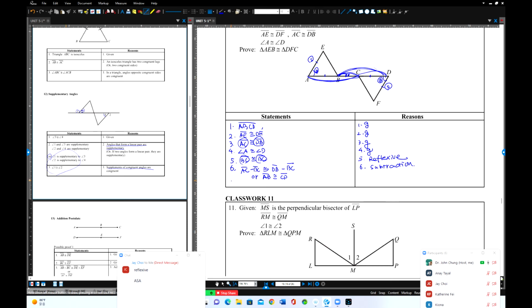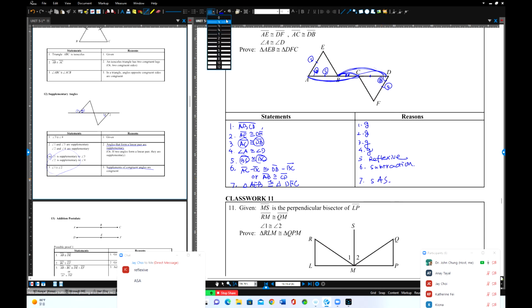From here, you can make a decision. Okay, we got all the side angle side. So triangle AEB congruent triangle DFC. Okay, the reason is side angle side.